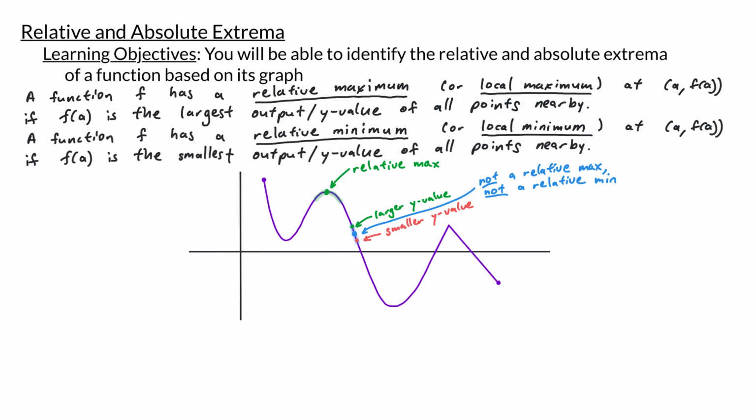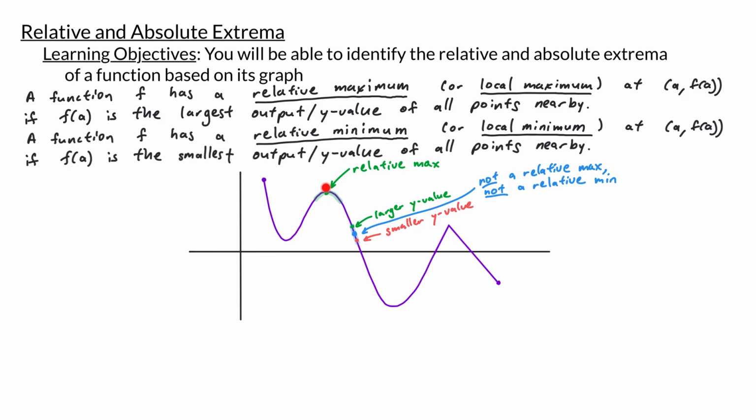Now, I want to stress the adjective relative or local because we're only comparing this point with points that are near it. We're not looking for the highest point in the entire graph because, well, the highest point in the entire graph would be right here. But this, when we compare it with other points that are near it, is the highest point. That's why it's a relative maximum or a local maximum.